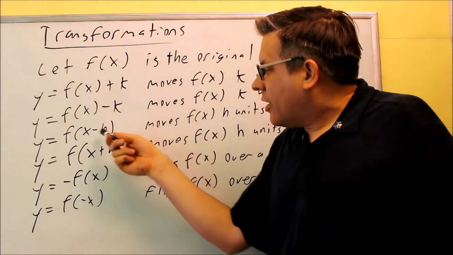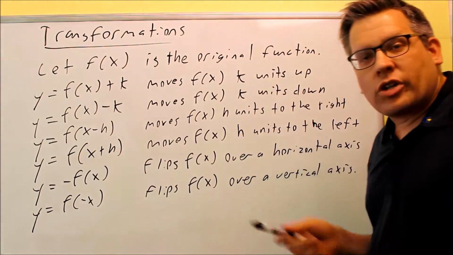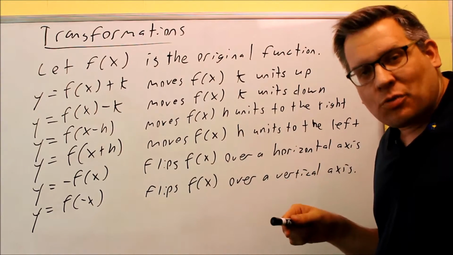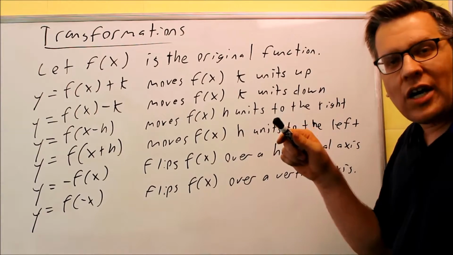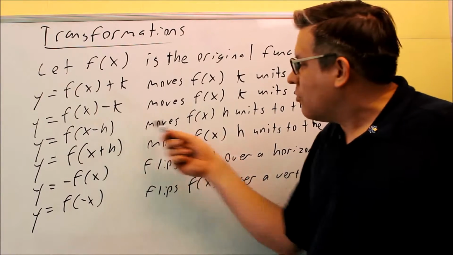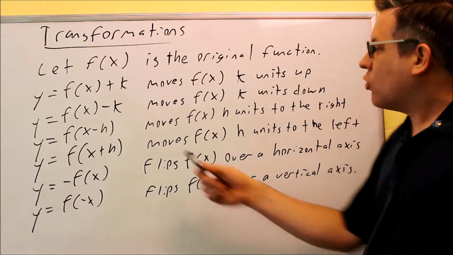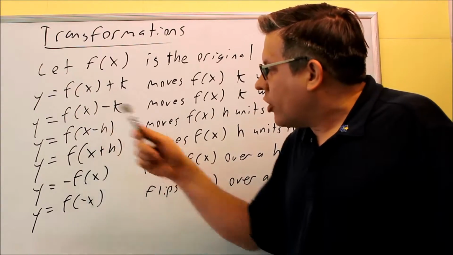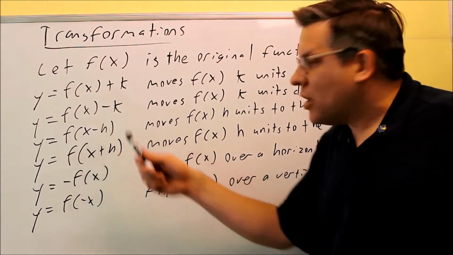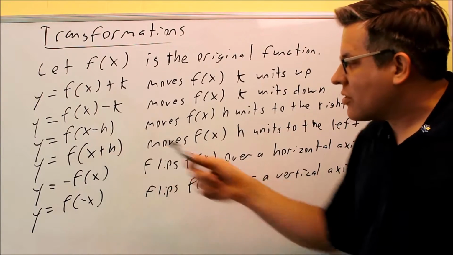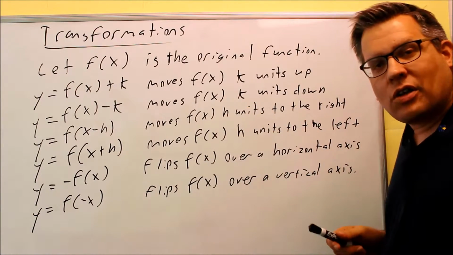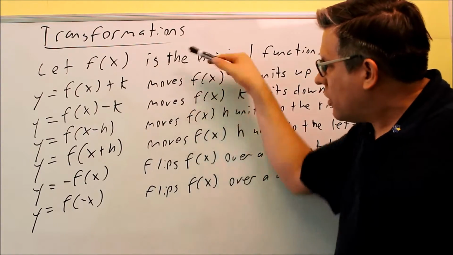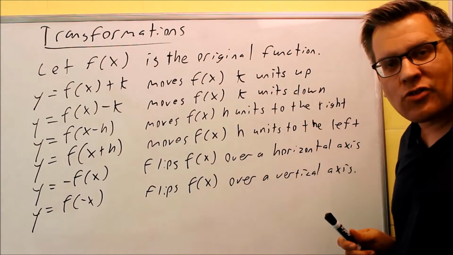If you have an x minus h, what that might look like is absolute value of x minus 3 or x minus 5 squared, something like that. That's going to move f of x h units to the right. So it always moves it in the opposite direction of what you have after the x there. So negative means you move it to the right. If you have a plus, then it means you move it to the left. So that's the up, down, left, and right movement taken care of by these first 4 transformations.